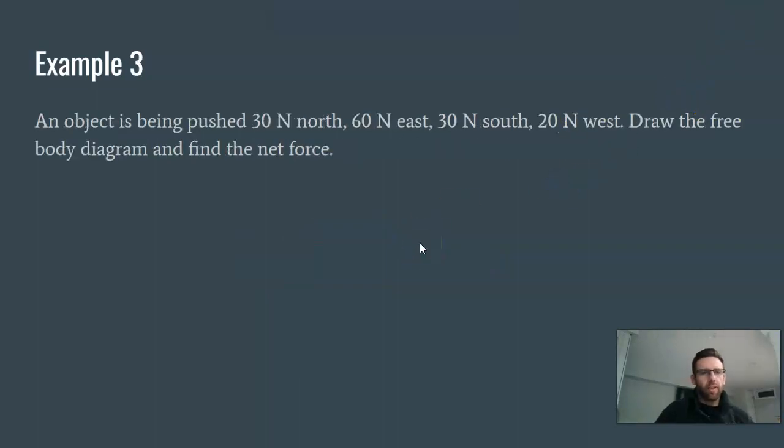All right, we'll try one more here. An object is being pushed 30 newtons north, 60 newtons east, 30 newtons south, 20 newtons west. Draw the free body diagram and find the net force. So there's a lot of forces acting on this object, but let's not get too worried about that. Let's just draw each one of them one at a time. So we'll start with 30 newtons north. All right, then we'll do 60 newtons east. Okay, and then we'll do 30 newtons south, and then we'll do 20 newtons west.